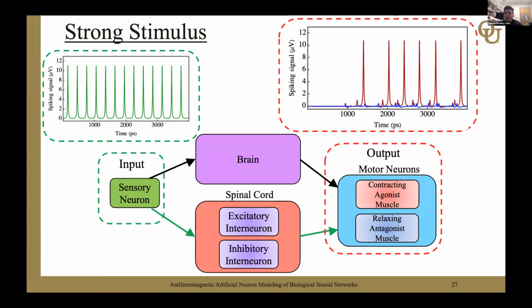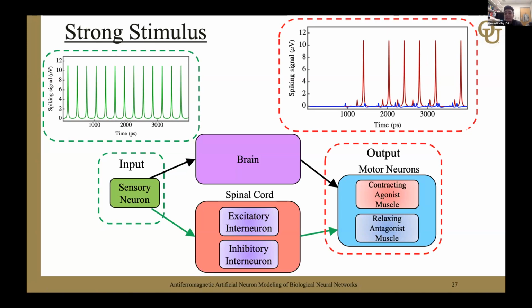The reaction to a strong stimulus starts in the same way as the reaction to a weak stimulus, with a sensory neuron as an auto oscillator. However, now it is outputting spikes at a much higher frequency. The sensory information is now strong enough to excite the interneurons and trigger the involuntary withdrawal reflex.